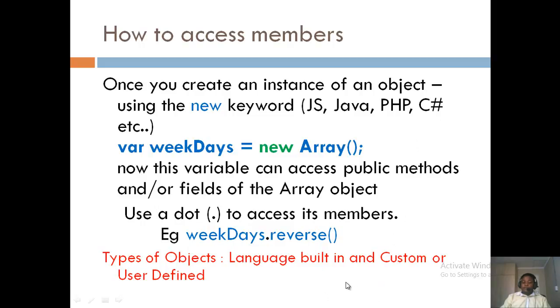Now, that is the first type of object. These are built-in, they come with the language. And the second is, of course, custom or user defined. These are objects that you as a programmer define.